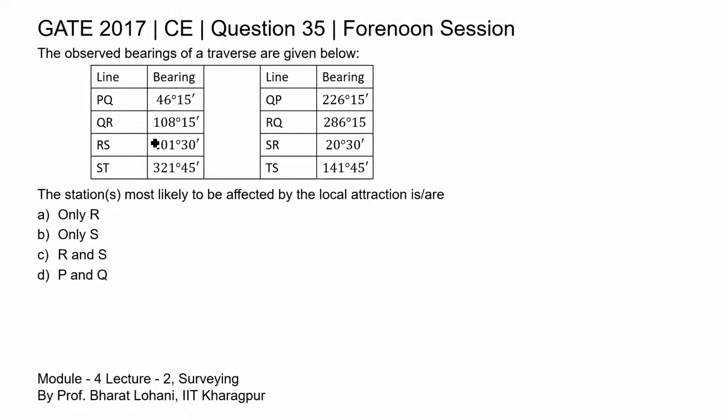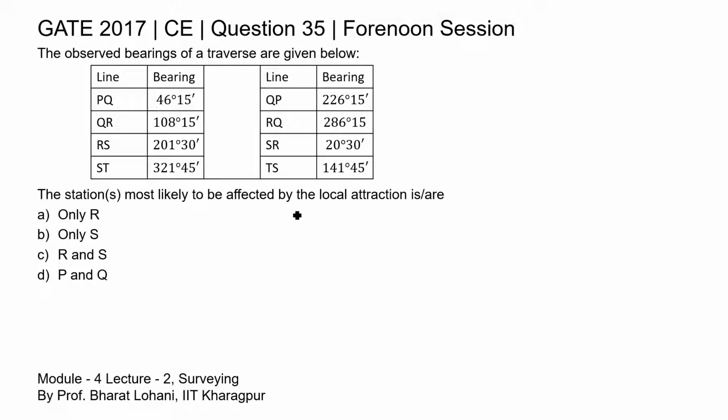So in this question, four lines are given, namely PQ, QR, RS and ST. The forebearing and back bearing of each line are also given. Now by observing these bearings, we have to find which station is affected by the local attraction. So this question is from the topic of local attraction.